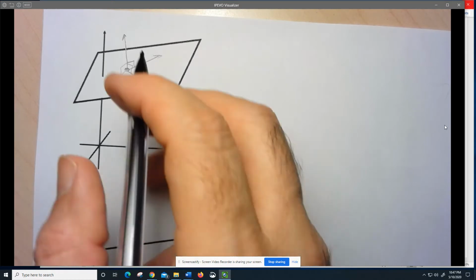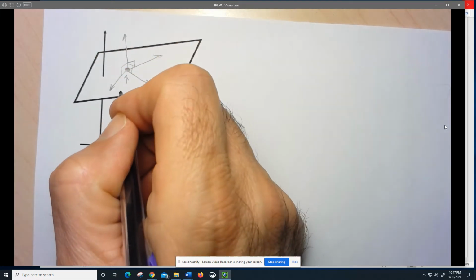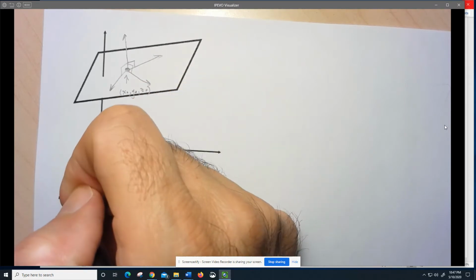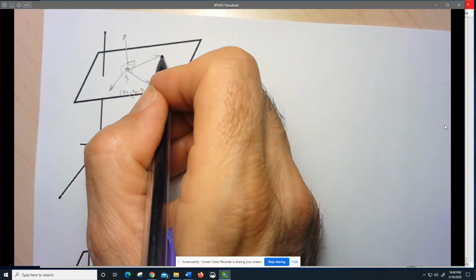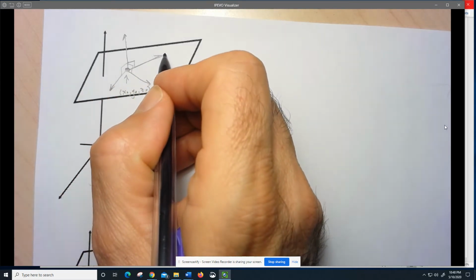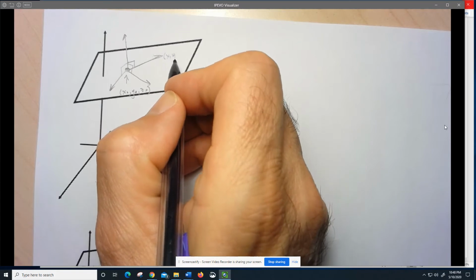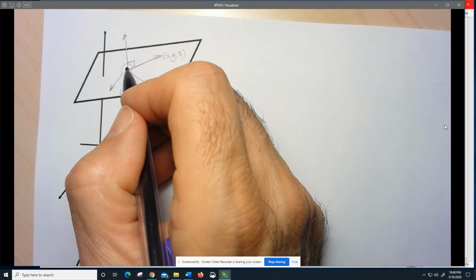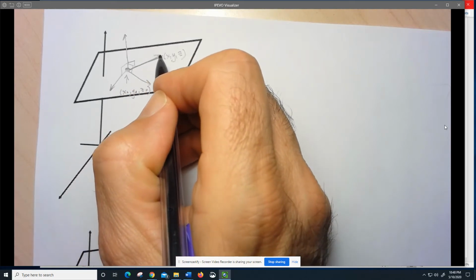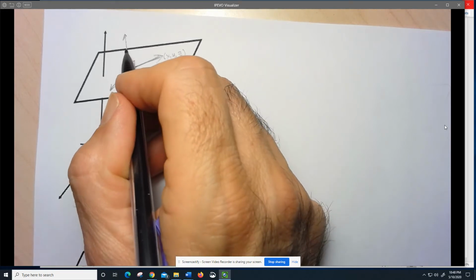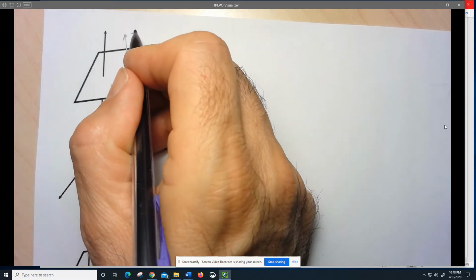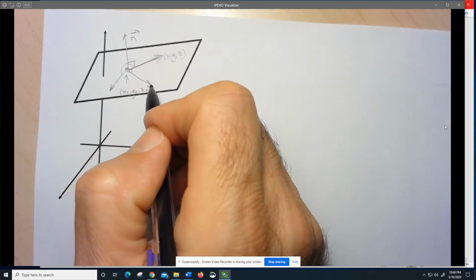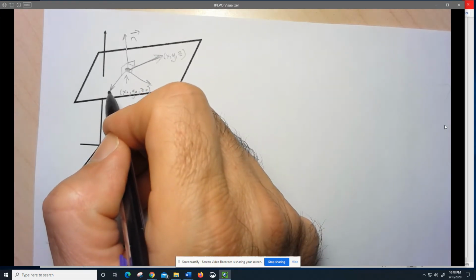Now if this is some given point on the plane, say x naught, y naught, z naught, regardless of what point I'm working with on the plane, say some general point x, y, z, notice that the vector joining the given point to the general point is going to be perpendicular to my normal vector, regardless of whether x, y, z is here, or there, or there.